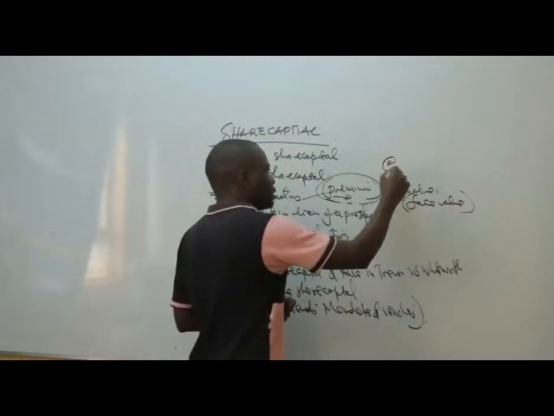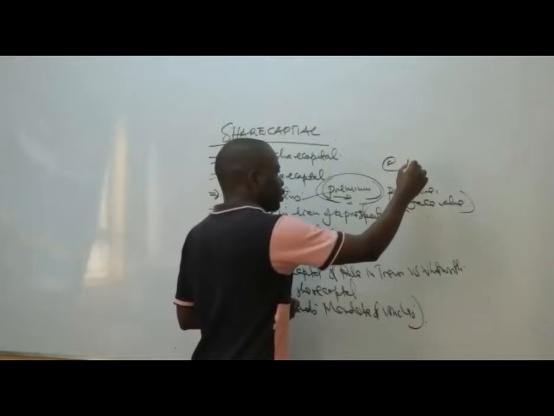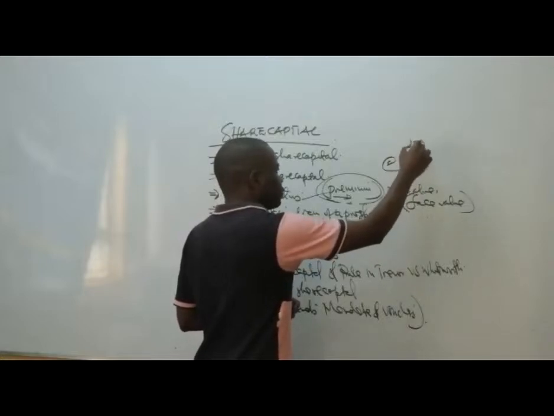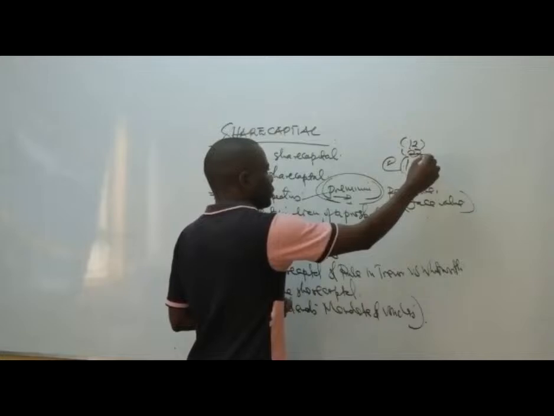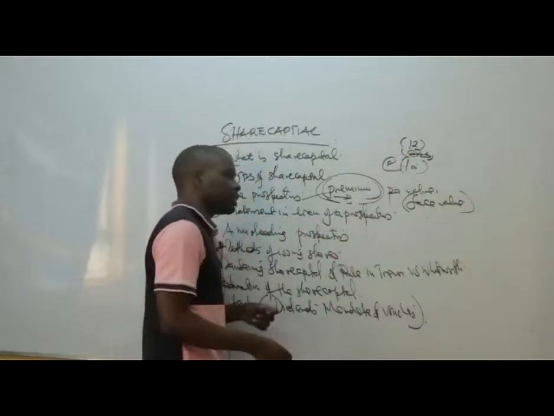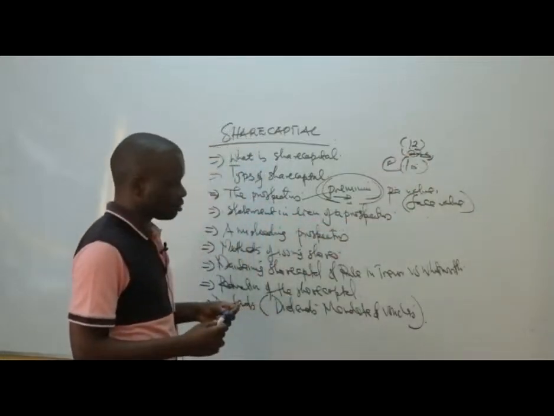So if each share is actually supposed to go at 10 shillings and the company issues at 12 shillings, the 2 shillings is actually the premium. And we said it is normally maintained in a share premium account.